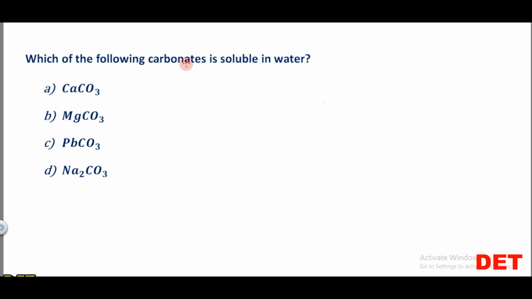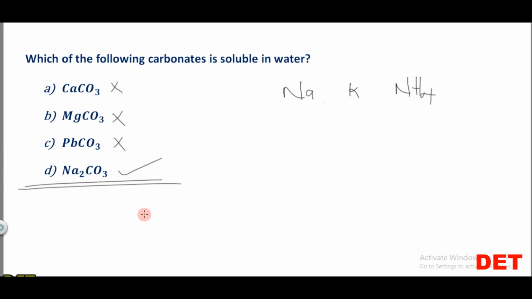Which of the following carbonates is soluble in water? Like I said, all common salts of sodium, potassium, and ammonium are soluble in water. If you look, all these are trioxocarbonate(IV) salts. So is it calcium trioxocarbonate(IV)? No. Is it magnesium trioxocarbonate(IV)? No. Is it lead(II) trioxocarbonate(IV)? No. It is sodium trioxocarbonate(IV). So sodium trioxocarbonate(IV) is soluble in water. So this is the correct answer to this question.